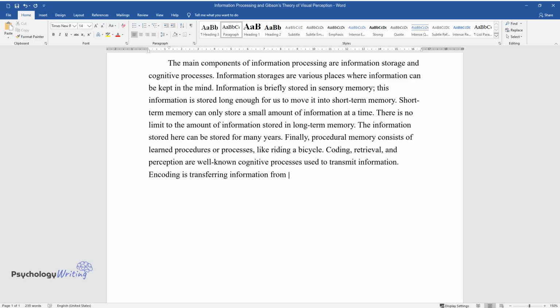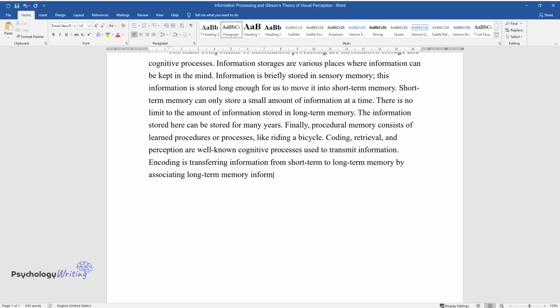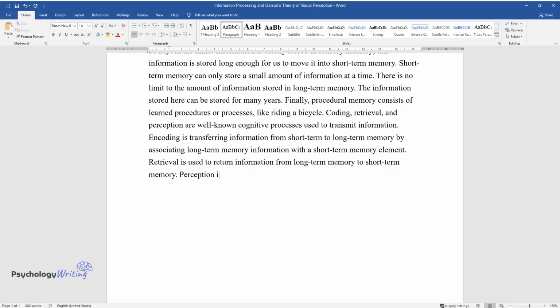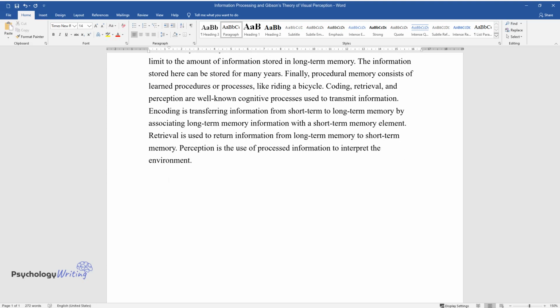Encoding is transferring information from short-term to long-term memory by associating long-term memory information with a short-term memory element. Retrieval is used to return information from long-term memory to short-term memory. Perception is the use of processed information to interpret the environment.